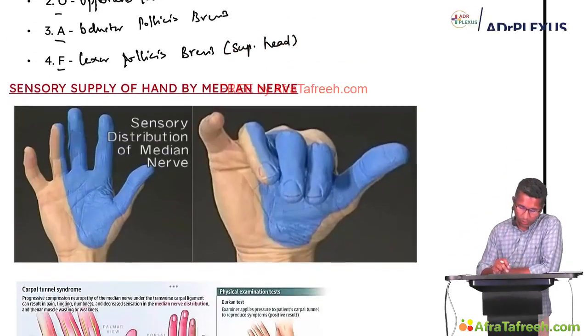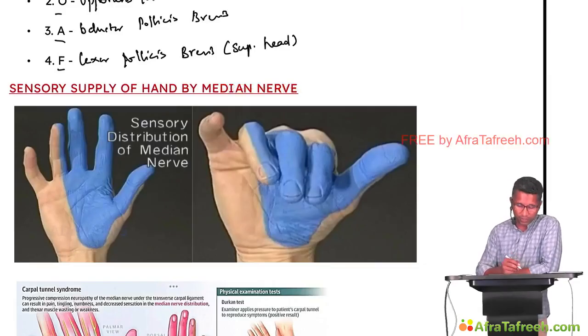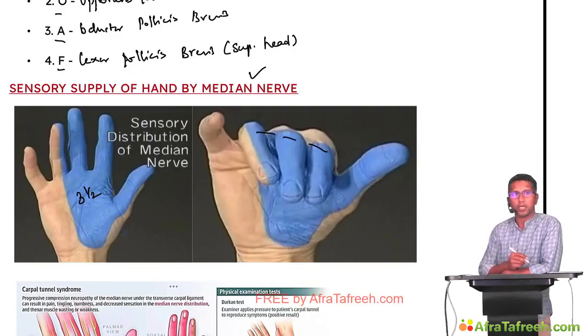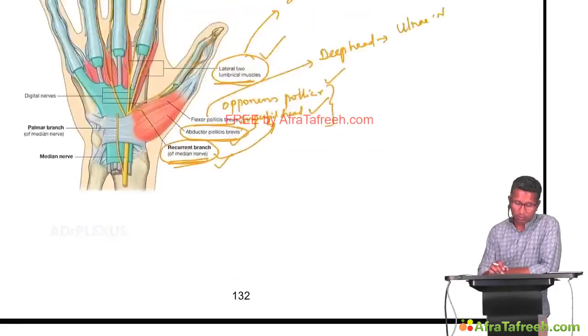Now I told you about the sensory part also. The lateral three and a half fingers on the palmar side, and on the dorsal side, the lateral three and a half fingers up to the middle phalanx, are supplied by the median nerve. This is the sensory supply of the median nerve in the hand region. So these are the muscles which are supplied by the median nerve.